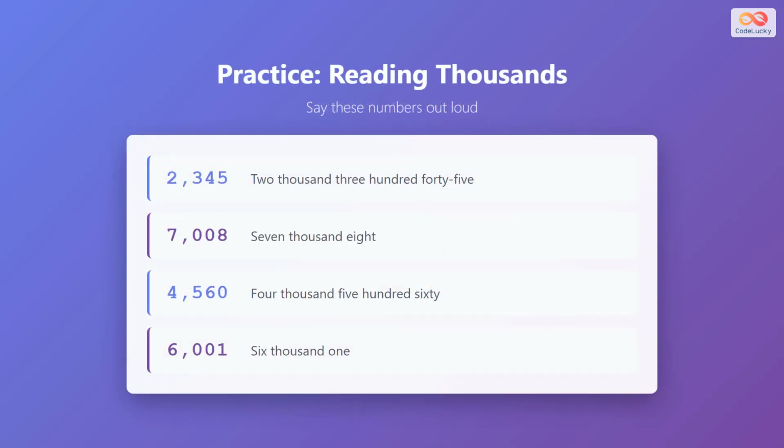Now it's your turn to practice. Read these numbers out loud. 2,345, 7,008, 4,560, 6,001. Say each number carefully, paying attention to every digit. This practice helps your brain recognize and remember the pattern of thousands.